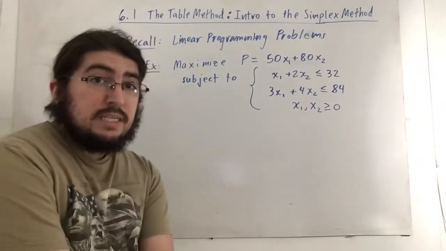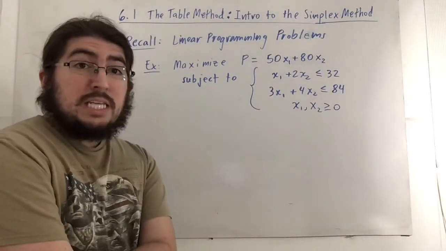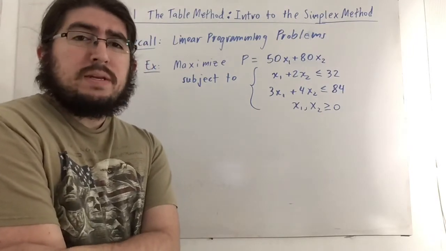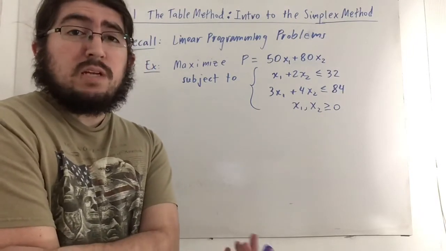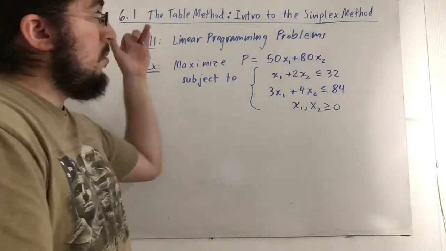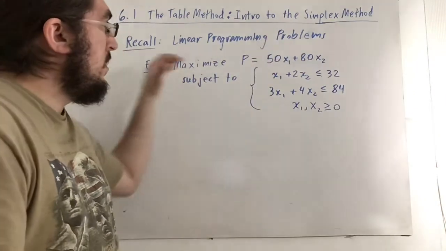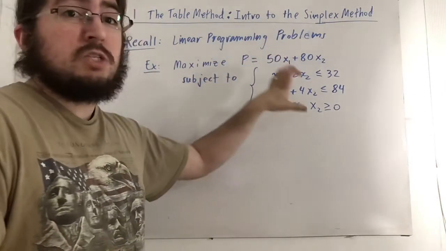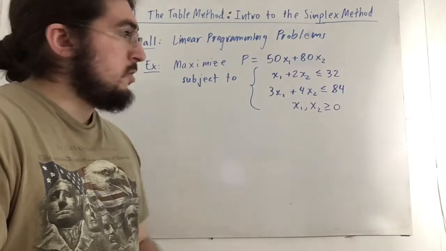Hello everyone, this is 6.1 and this is the table method, an intro to what is called the Simplex method. Basically what we'll be discussing in this section is an extension of what we saw from 5.3 when it came to linear programming. So first, let's recall what linear programming problems were. Problems where you have to maximize a certain objective function given certain constraints, so subject to these certain constraints.